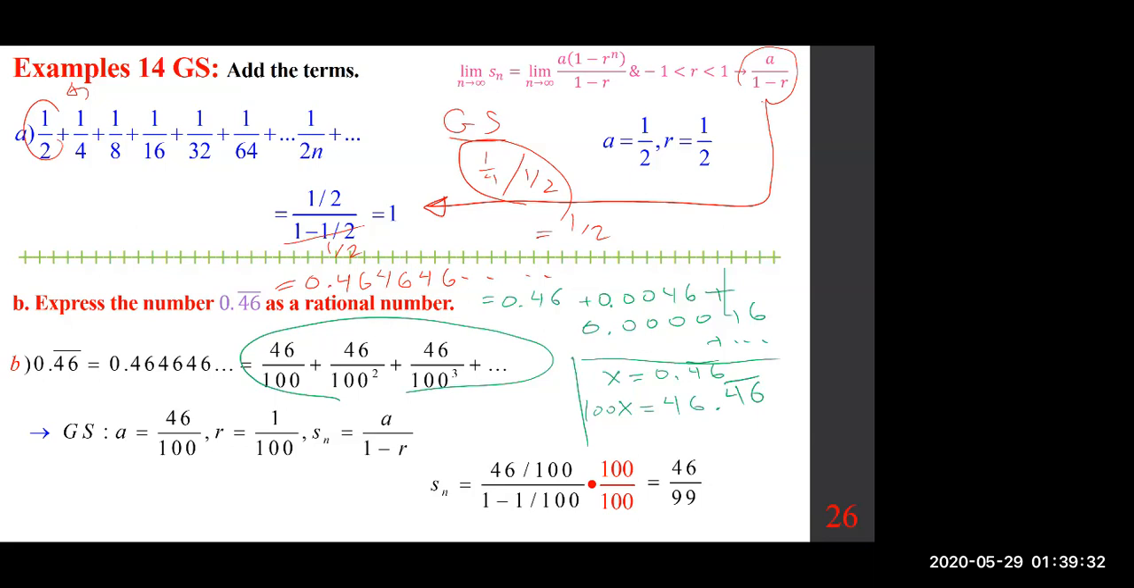now if you subtract the top from the bottom, you can do the math. I hope you see that. If you subtract the top from the bottom, you get 99x equals 46. That's your answer. This is how we did it in algebra. I hope you remember that. And this is the geometric sequence. All right, let's look at the last question involving the geometric sequence, an application question. Here's the next one.